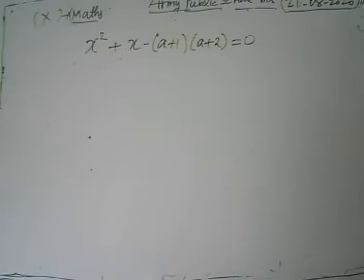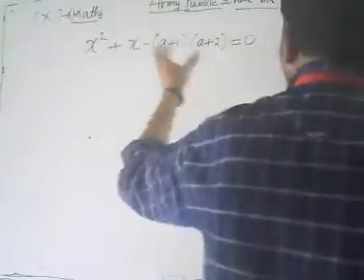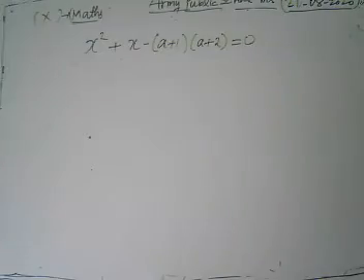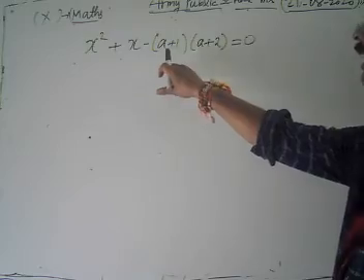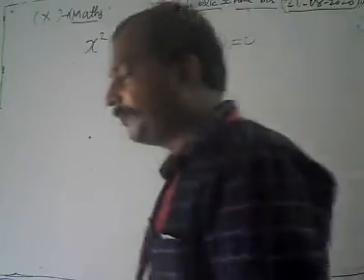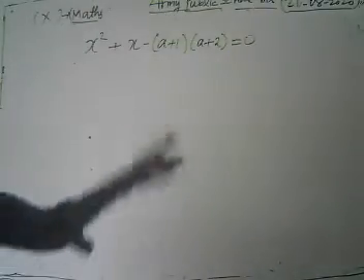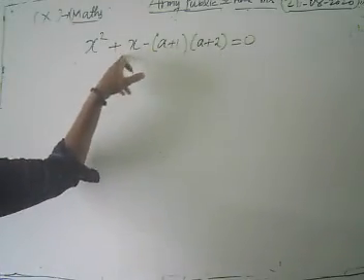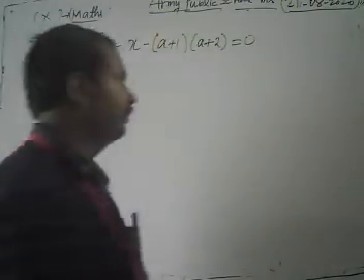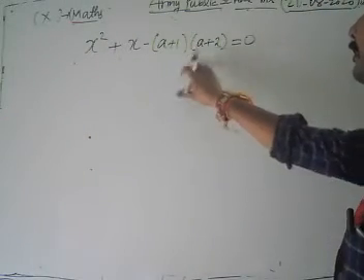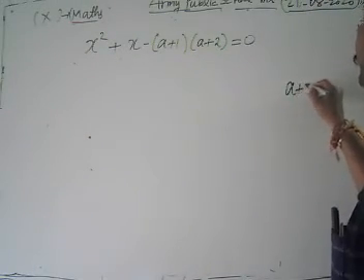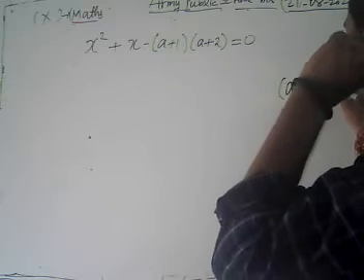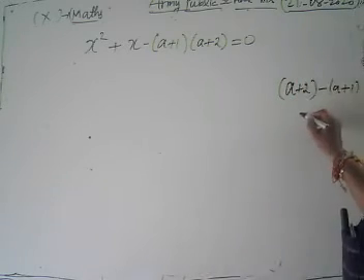Our quadratic equation is x square plus x minus (a plus 1)(a plus 2) equal to 0. Look, our coefficient of x square is 1. Now we have to find the factors of (a plus 1)(a plus 2) such that the difference of them is 1. And it's very easy. The product is (a plus 2)(a plus 1), and the difference is 1. When we take the difference of a plus 2 and a plus 1, we get 1.